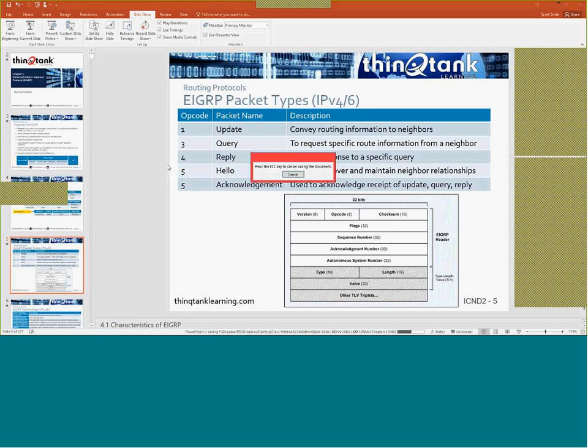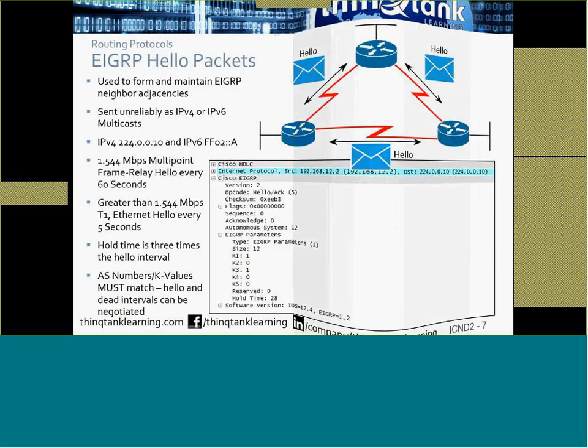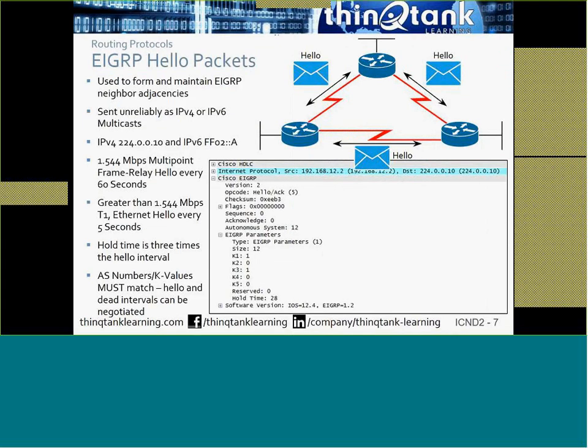Opcode specifically refers to that field in the header. So the gray box that you see there, that is our payload. In this case, the payload is the hello parameters.